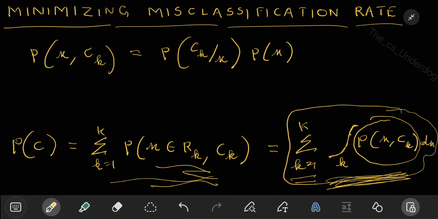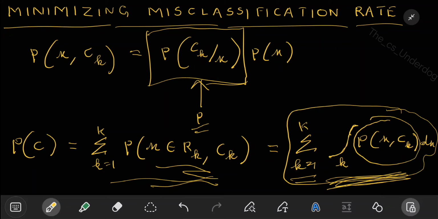And this takes you to the same solution that you previously saw. That is, you have to increase p of Ck given x. What is this? Your posterior. You have to increase your posterior in order to minimize the misclassification rate. So in order to make the decision, that is, you found the probability, and finally you have to make the decision, that is, what is the next action to be taken.